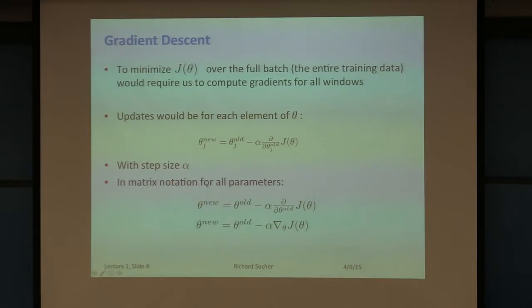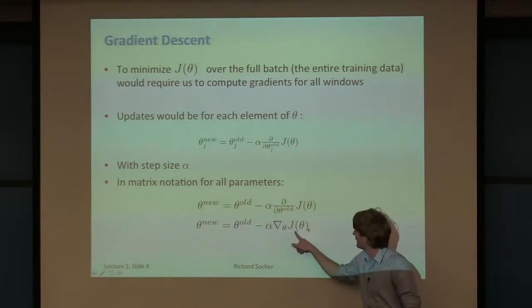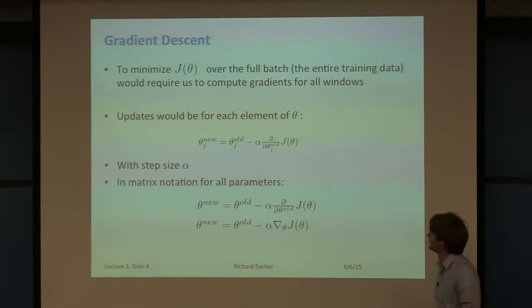and then taking a step in that direction. And in matrix notation, which we'll use a lot more moving forward in the class, we can write this also this way, or the most common way is down here. So we have this nabla here, the gradient of the function J with respect to theta.